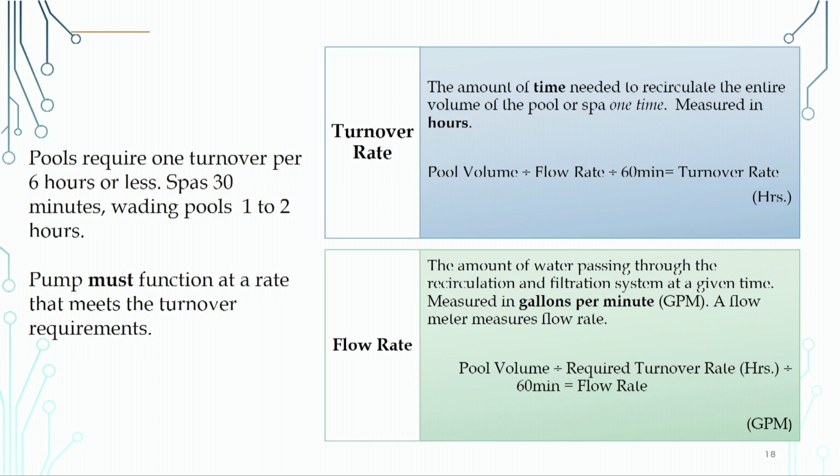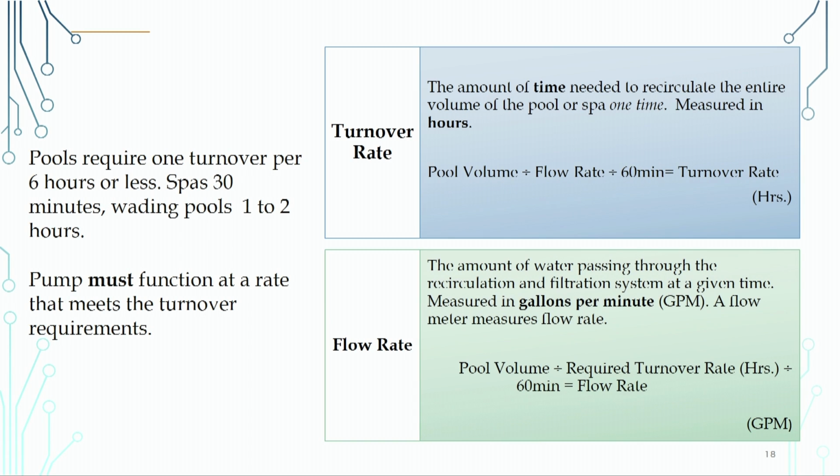So to get the flow rate, which is measured in gallons per minute, you do your pool volume, which we have, and then the required turnover rate, which, like I said, the spa is 30 minutes, wading pool is 1 to 2 hours, and then the entire pool is 6 hours. And then you divide that by your 60 minutes, and then you get your flow rate.